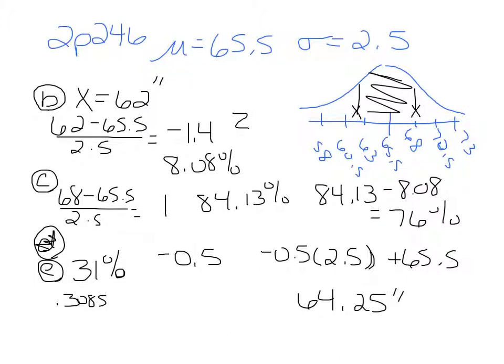Let's double check our answer. Z-score of negative 0.5 would put her right about there. And is that about 64 inches? Yes, between 63 and 65, 64. So it looks good.